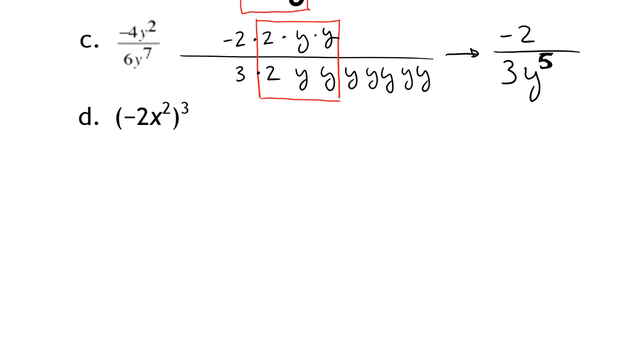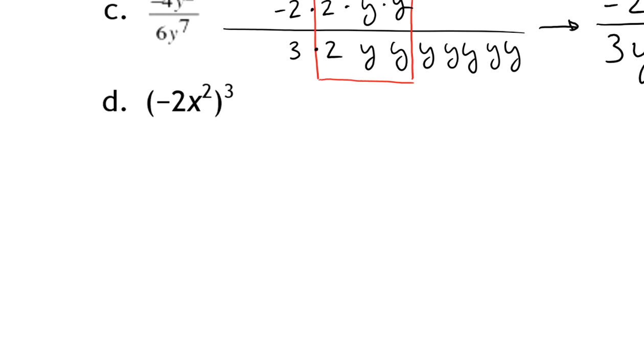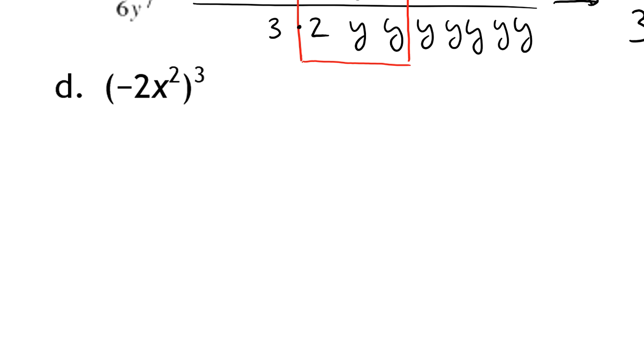And then finally, I do have something that's being cubed here, right? The entire thing in parentheses is being cubed. And just understanding the definition of that, right? That means there's exactly 3 of these in their entirety, right? There are 3 of them. So I'm going to use that definition and expand this out.